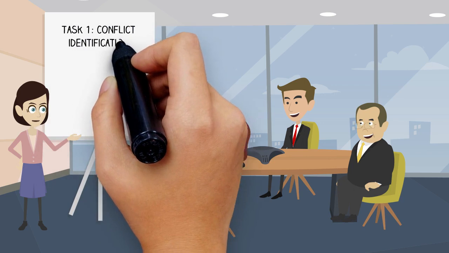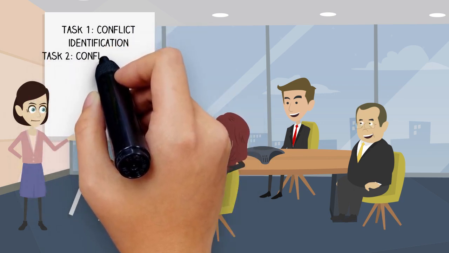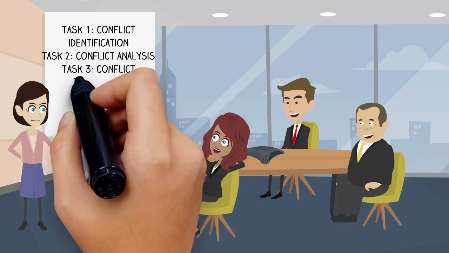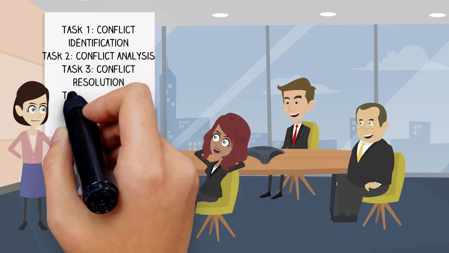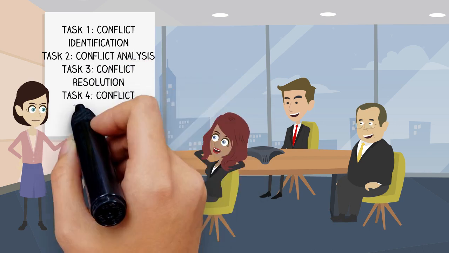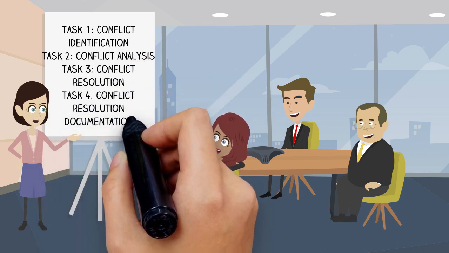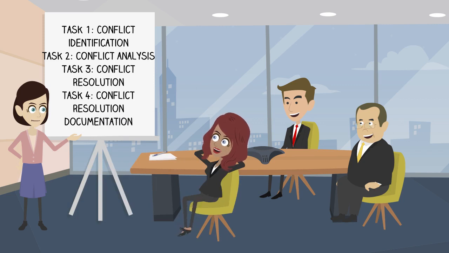Conflict management with requirements consists of 4 tasks. Task 1, conflict identification. Task 2, conflict analysis. Task 3, conflict resolution, and Task 4, documentation of the conflict resolution. Let's now look at what each of these 4 tasks entail.